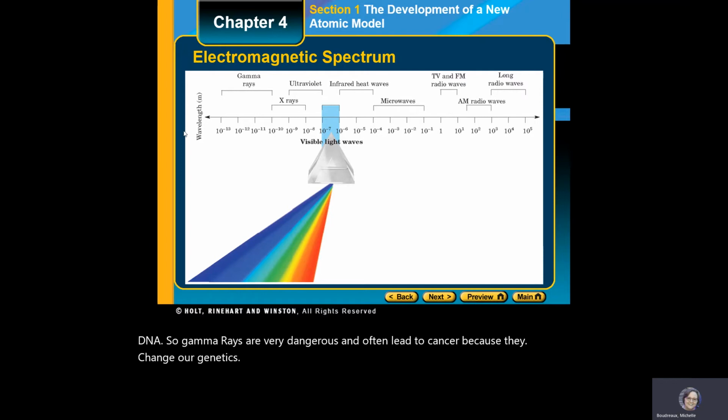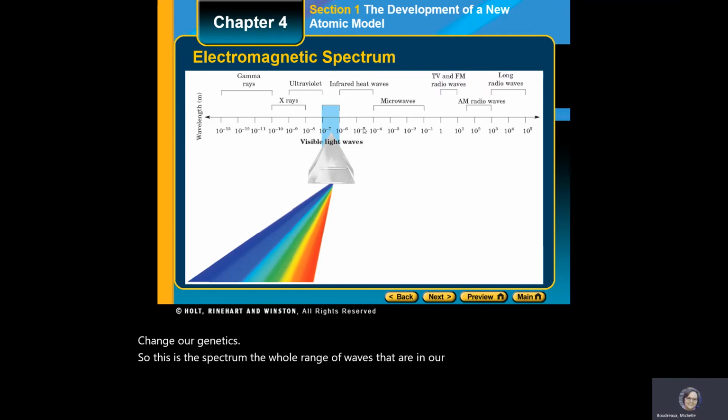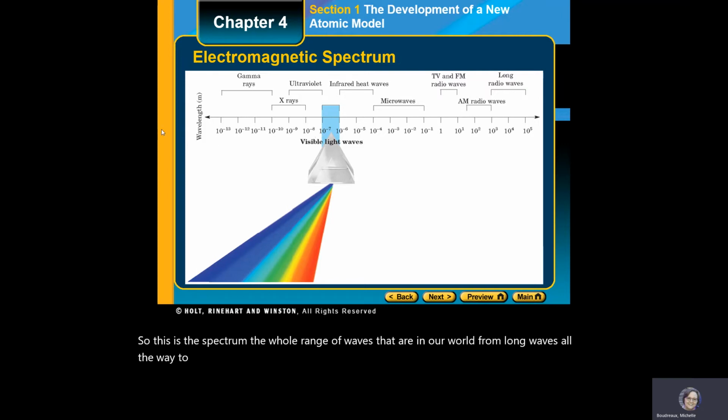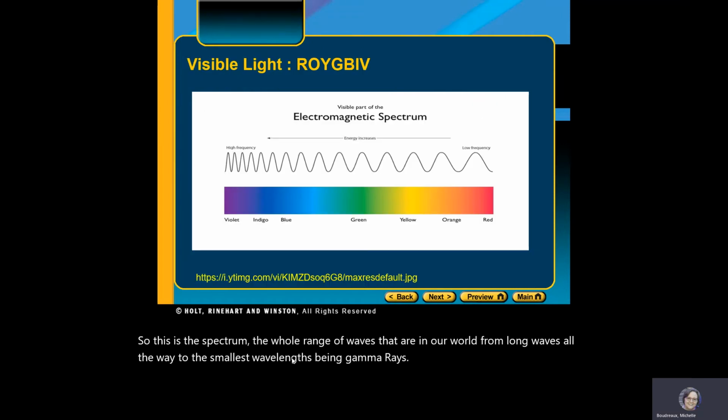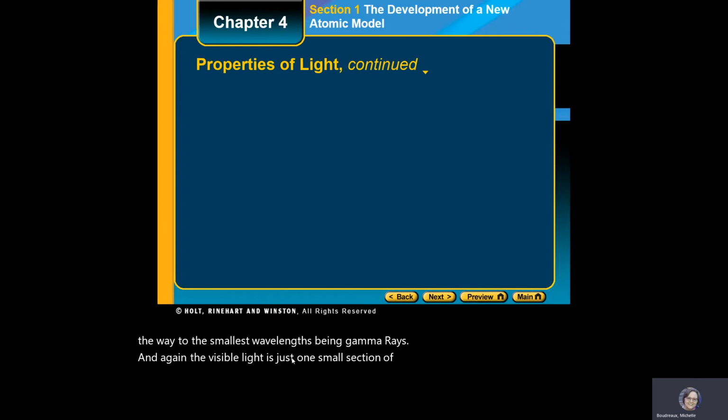So this is the spectrum, the whole range of waves that are in our world, from long waves all the way to the smallest wavelengths, being gamma rays. And again, the visible light is just one small section of that whole spectrum.